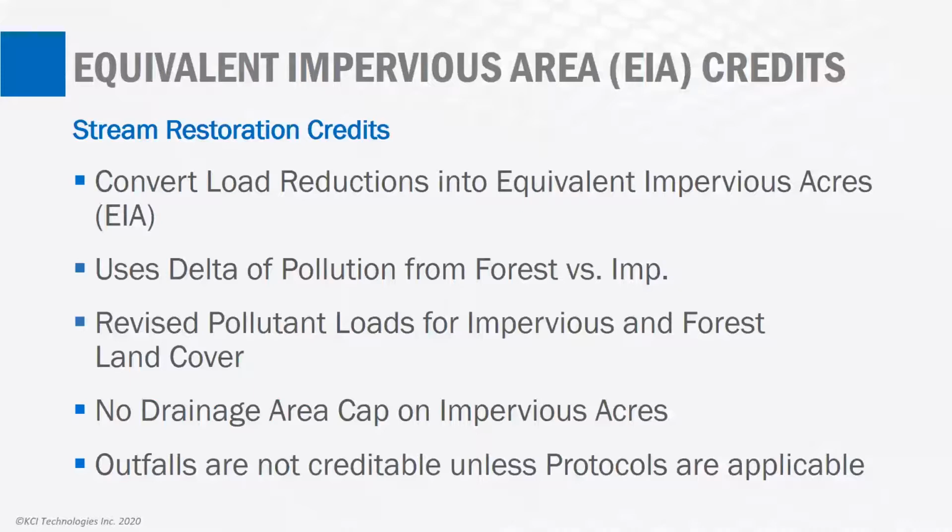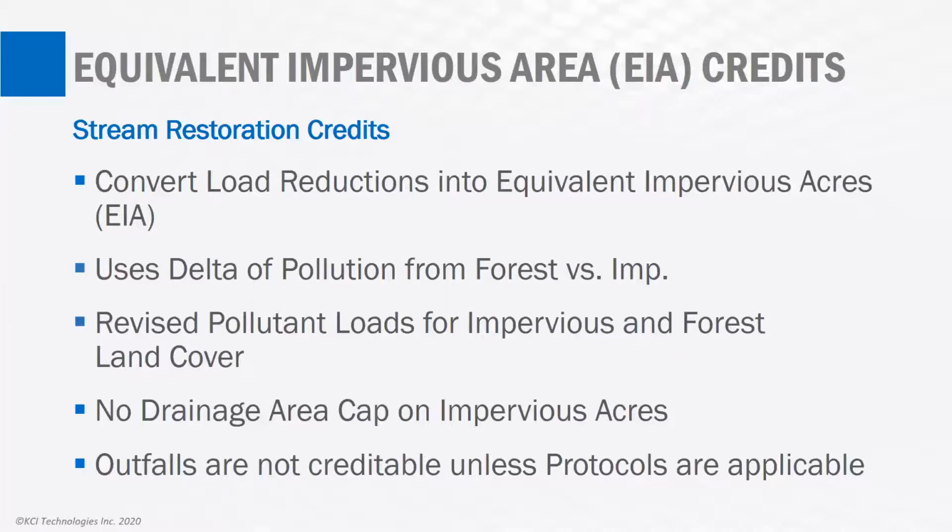Thanks, Shannon. So for stream restoration, impervious acre credits have to be calculated by converting the nutrient loads calculated from the protocols to impervious acre credit. In order to do this, you need the difference between loadings from forest and impervious land cover. The pollutant loads are estimated annual loads from either the combined impervious road and impervious non-road land covers or the statewide average forest cover.